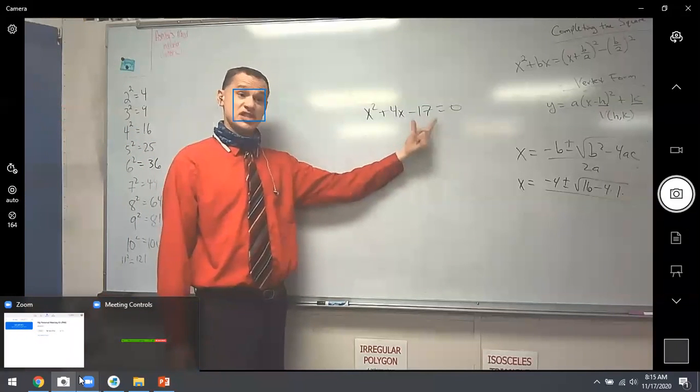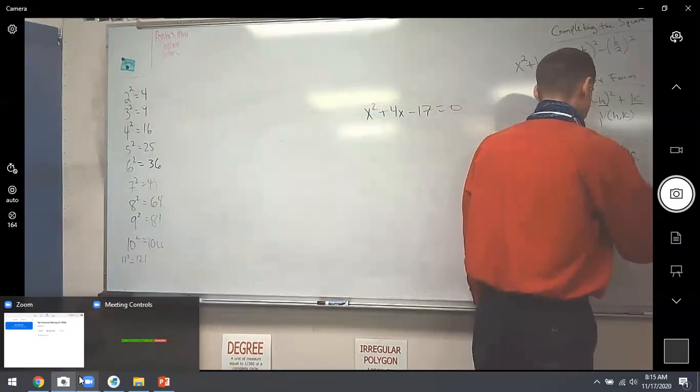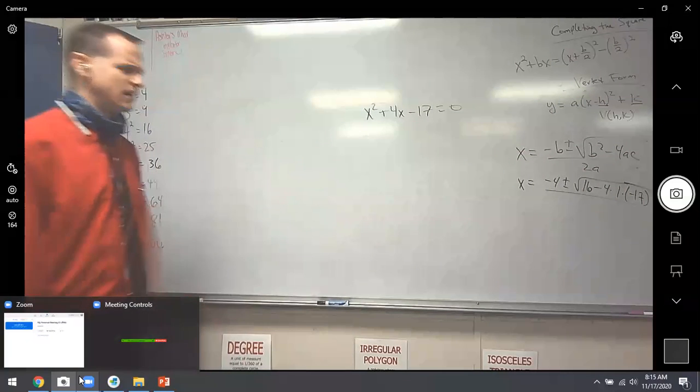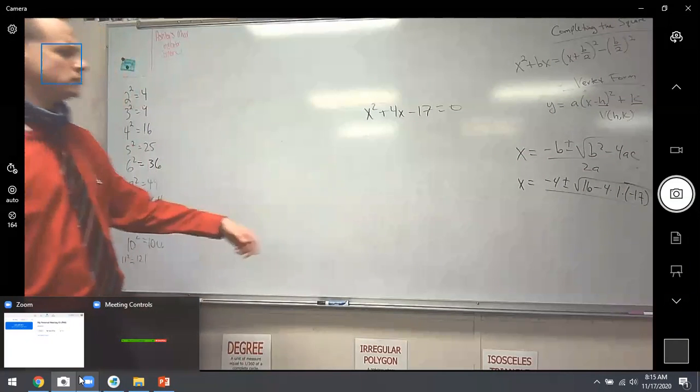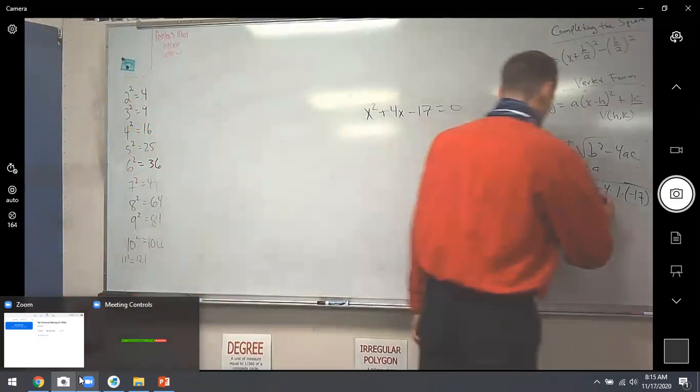Now, the signs matter. C is negative, right? So c is negative 17. So I'm going to put in parentheses, because if I don't put in parentheses, it means minus 17. If I put in parentheses, it means times negative 17. And then the bottom goes 2a. Well, a was 1, right? So 2 times 1 is just 2.